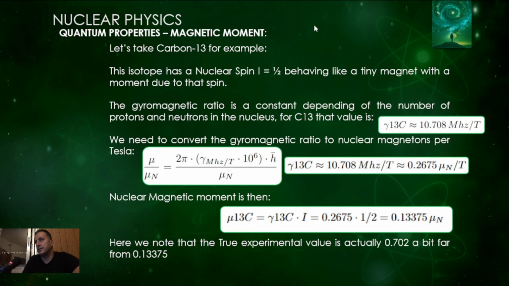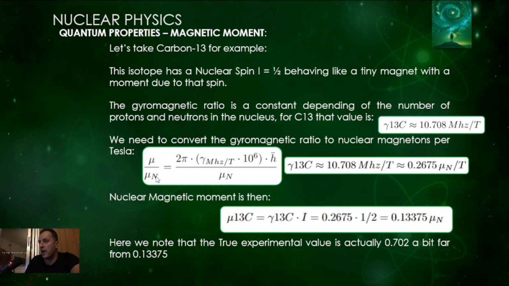Let's take carbon-13 for example. This isotope has a nuclear spin I equal to 1/2, behaving like a tiny magnet with a moment due to that spin, of course. Now, the gyromagnetic ratio is a constant depending on the number of protons, as we mentioned, in the nucleus. For C13, that value is gamma 13C, approximately 10.708 megahertz per Tesla. Now, we need to convert the gyromagnetic ratio to nuclear magnetons per Tesla. The formula is the following.